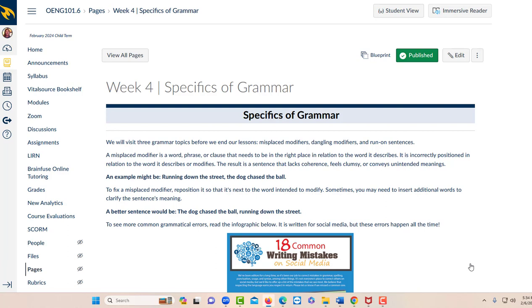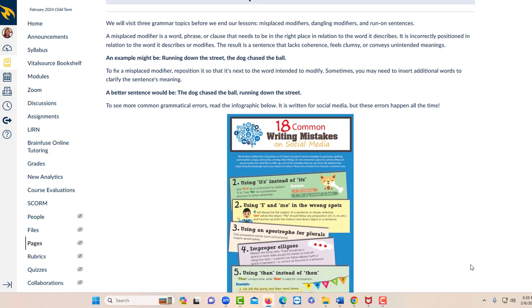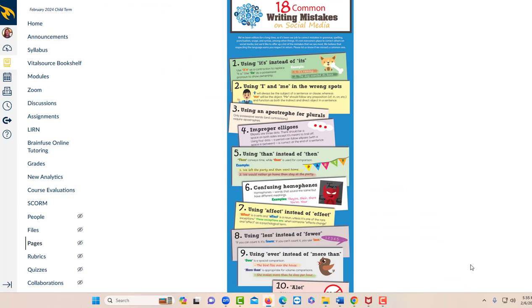To fix a misplaced modifier, reposition it so that it's next to the word intended to modify. Sometimes you may need to insert additional words to clarify the sentence meaning. A better sentence would be, the dog chased the ball running down the street. To see more common grammatical errors, read the infographic below. It is written in social media, but these errors happen all the time.